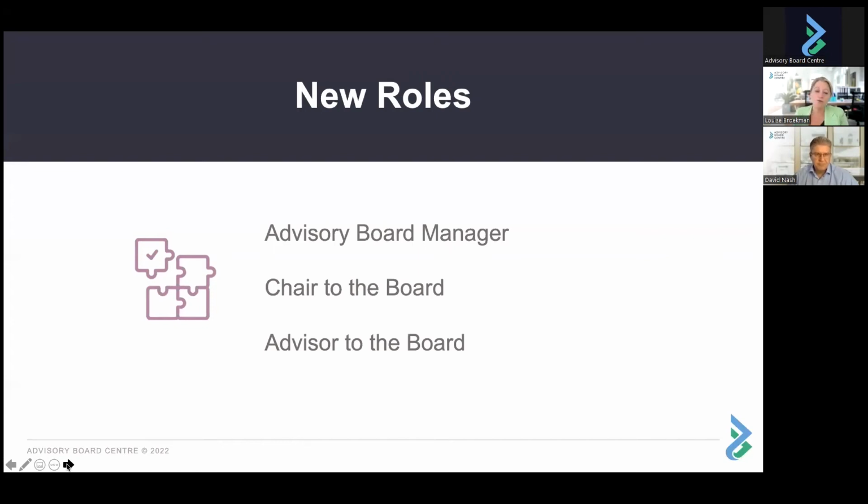You get the role, which is also a variation, which is a chair to the board. So some organisations may say, I've got a governance board. I don't necessarily want to create more noise by having a separate advisory board, but we want to have a good quality chair for our governance board and bring advisors to come in as we need them. So that's where you get the two roles, the chair to the board and advisor to the board.